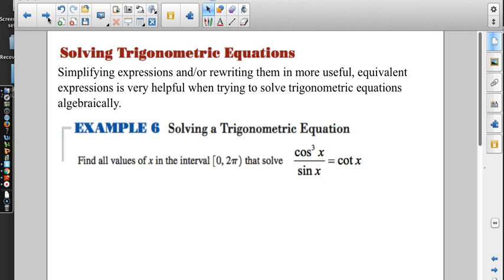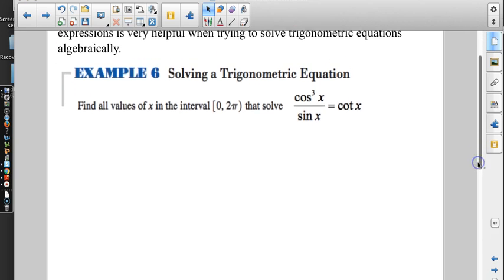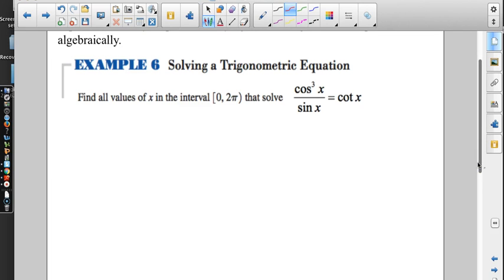Solving trigonometric equations, we want to simplify expressions and or rewrite them in a more useful equivalent expression, which is what we just got done doing. It's very helpful when trying to solve trigonometric equations algebraically, trying to find all the solutions. So solving a trigonometric equation, it says find all the values of x just in an interval from 0 to 2 pi. So we're not trying to give them all the answers that are out there. And we want to solve cosine cubed x over sine x equals cotangent of x.